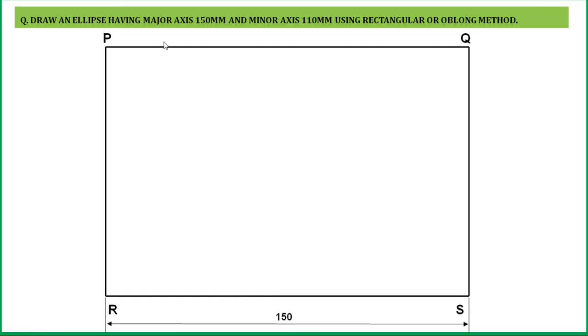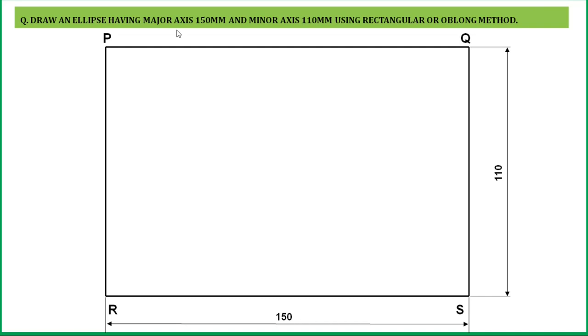So these two dimensions are given in this problem, that is the major axis which measures 150 and the minor axis which measures 110. By considering these two dimensions as the two sides of the rectangle, we'll draw a rectangle of size 150 by 110. So this is the rectangle PQRS, of longer length 150, which is equal to the major axis of an ellipse, and the shorter edge or width of the rectangle of 110, which is nothing but the minor axis of an ellipse.